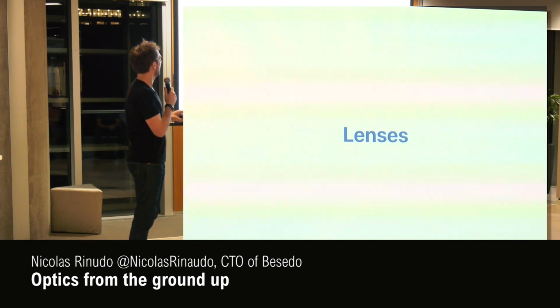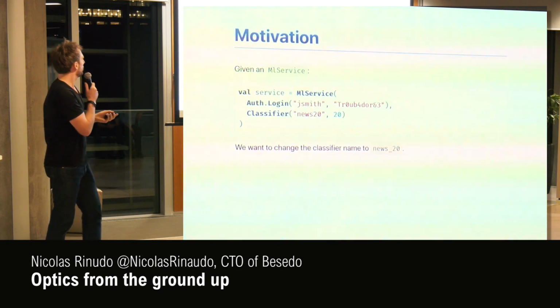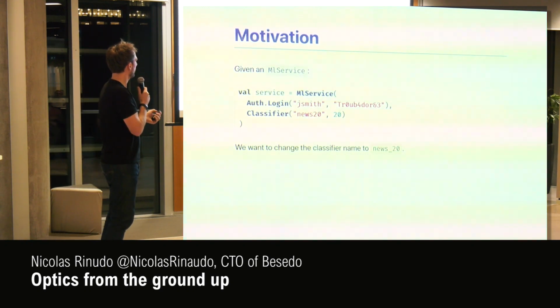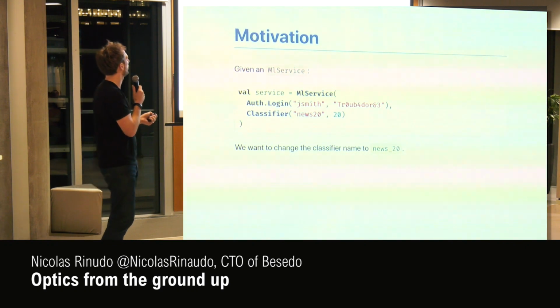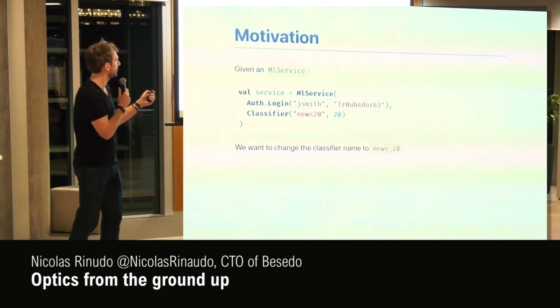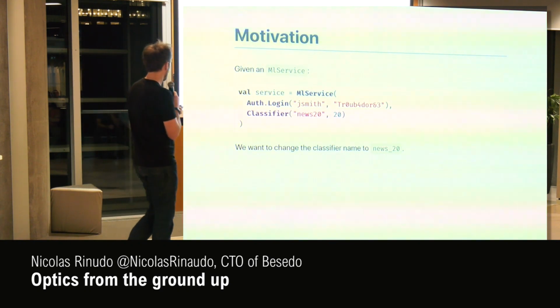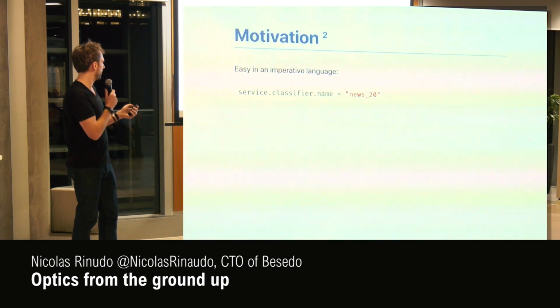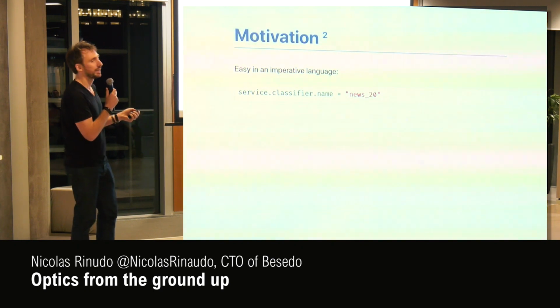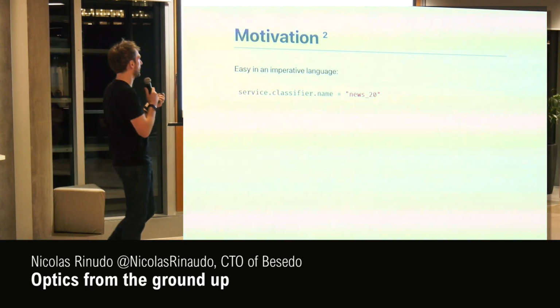Right. Lenses. So when we write code, we have an instance of ML service, which has an authentication mechanism which we don't really care about at the moment, and a classifier. And we want to change the name of the classifier from news20 to news_20. If we wanted to do that in an imperative language, such as Java, for example, it'd be pretty straightforward. We just write that, and this is pretty explicit and short and terse, and it's quite nice.